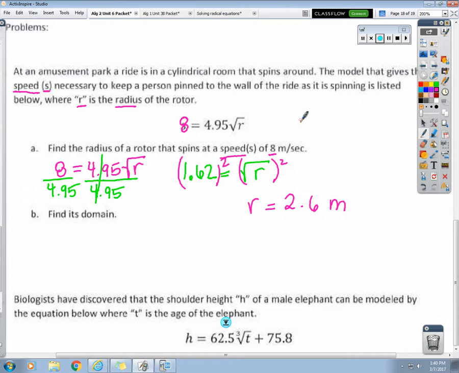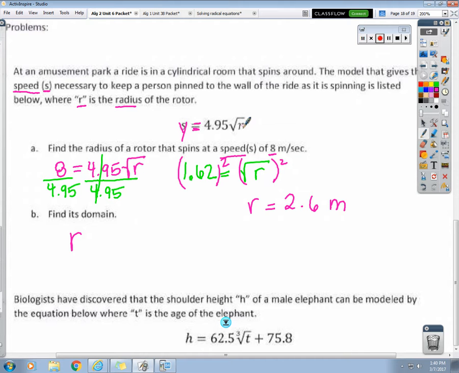Okay, now let's talk about the domain. When you hear the word domain, you automatically think of what? The x-axis, right? Or x value. Well, in this equation, we didn't have x and y, we had s and r. Which one is the x? The r. Think about it. Wouldn't that be y equals? So, r is going to be for domain.